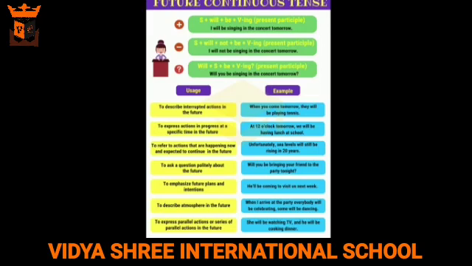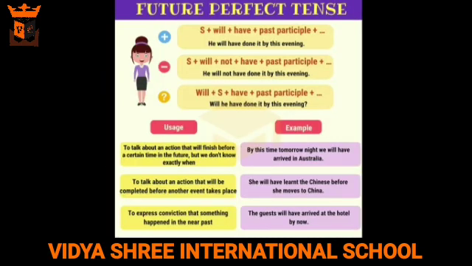And it is also used to express parallel actions or series of parallel actions in the future. For example, she will be watching TV and he will be cooking dinner. Clear? Then is future perfect tense.